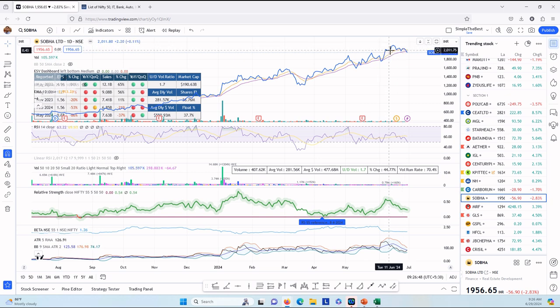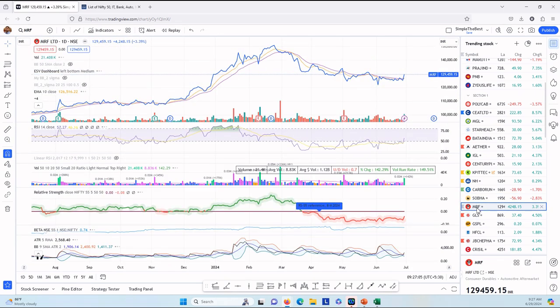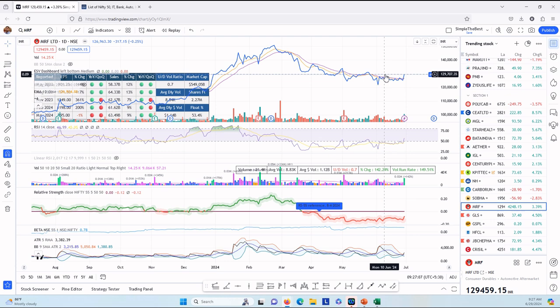It has tried here, it has tried here, after four trials it is still coming down. So it's one kind of topping or distribution phase. Unless and until it crosses over these lines, I cannot enter in that stock.